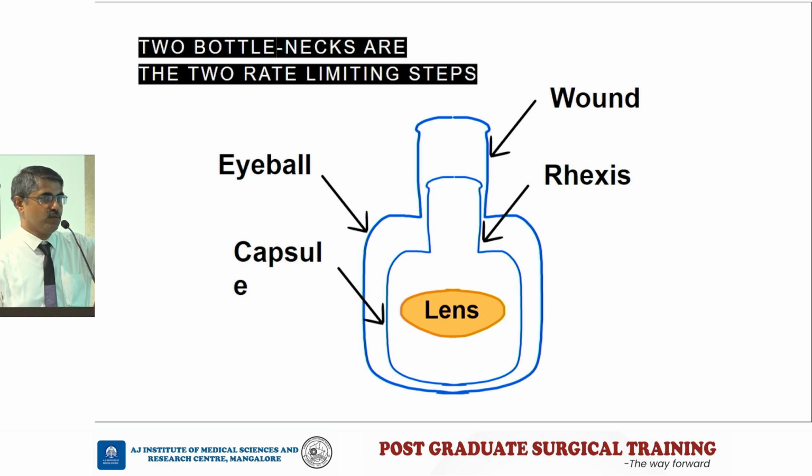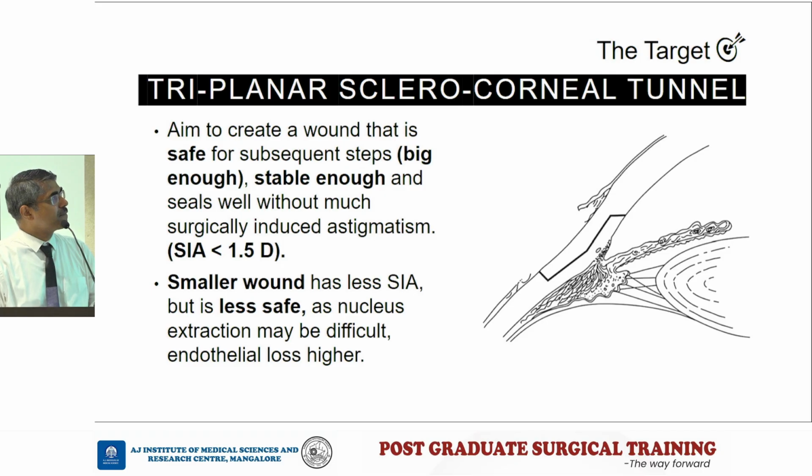The lens is inside two containers. The inner bottle is your capsule, and the opening you're going to make is the rhexis. The outer bottle is your eyeball, and the opening you're going to make is the wound. So you got two bottlenecks, and they're not just bottlenecks, they are the rate limiting steps. If something goes wrong here, everything else is going to have a cascading problem. So you need to get this absolutely right. So we'll just concentrate on these rate limiting steps.